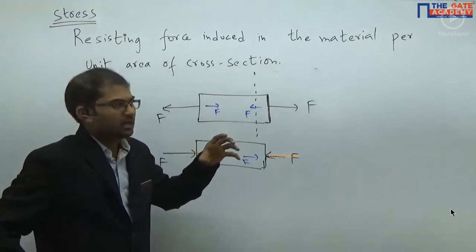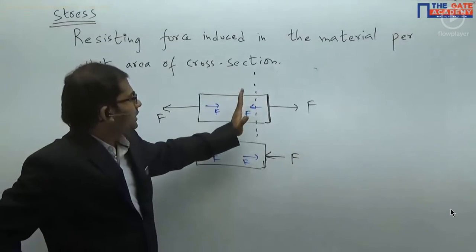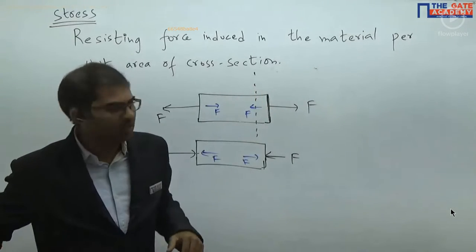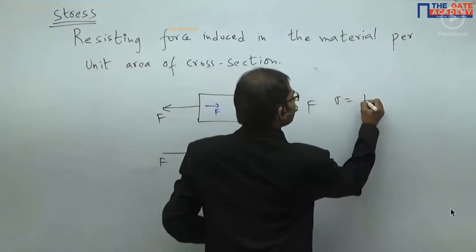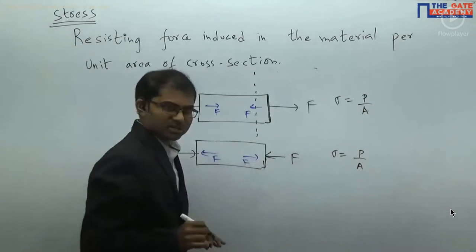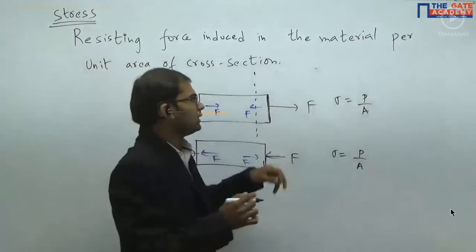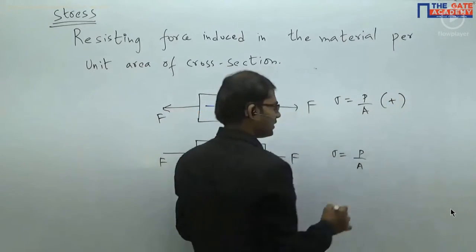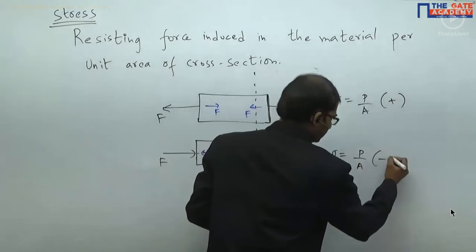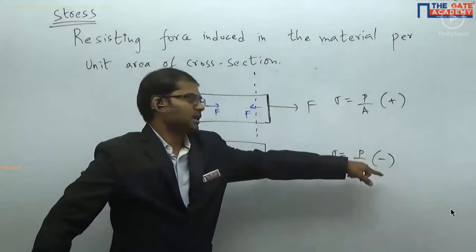Stress means basically this internal resistive force per unit area of cross section. This internal resistive force is acting on area of cross section A. So stress is given simply by sigma is equal to P by A here, and here also sigma is equal to P by A. But here, as the external applied force is acting in a tensile way, we'll give a positive sign, and for this one, as it is acting in a compressive way, we'll give a negative sign. Anyway, the sign thing is easy to accept.